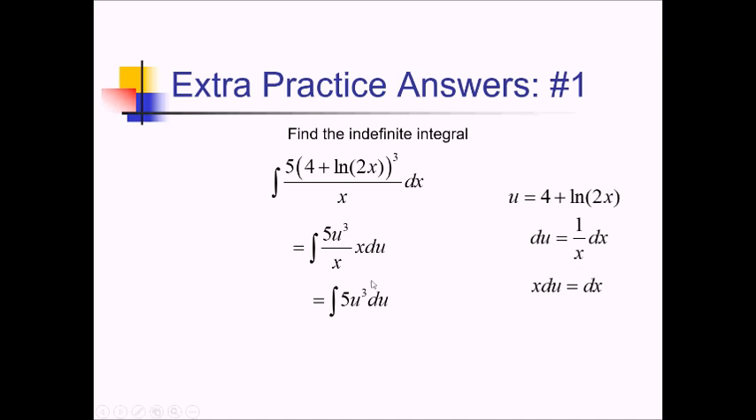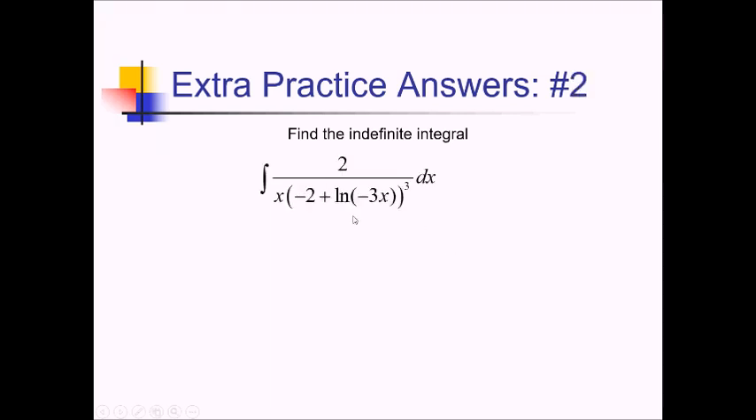But now we can use the reverse power rule. This bumps up to an exponent of 4. Dividing by that, we have 5 fourths u to the fourth power plus c. And then I'm just going to go ahead and substitute what u equals back into the expression, giving us our final answer.